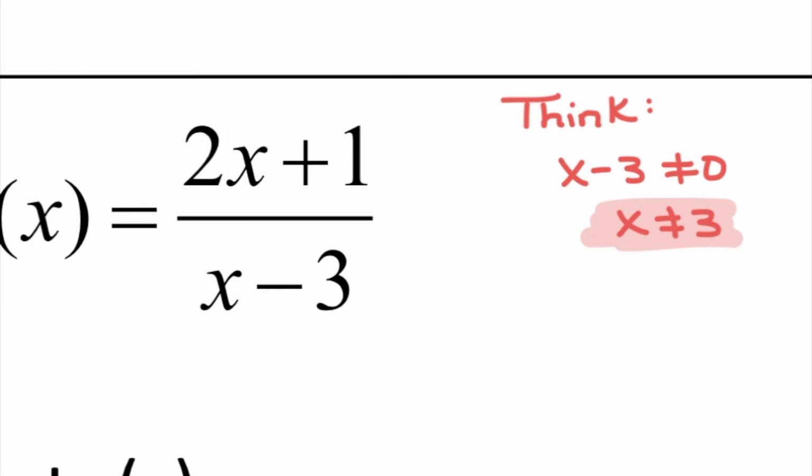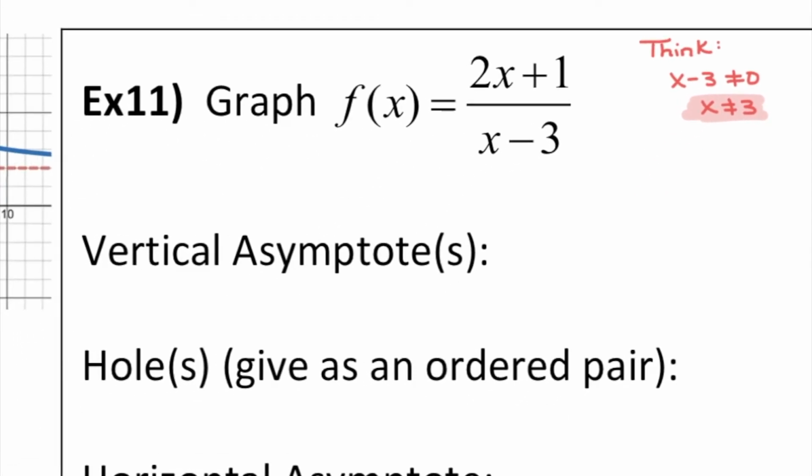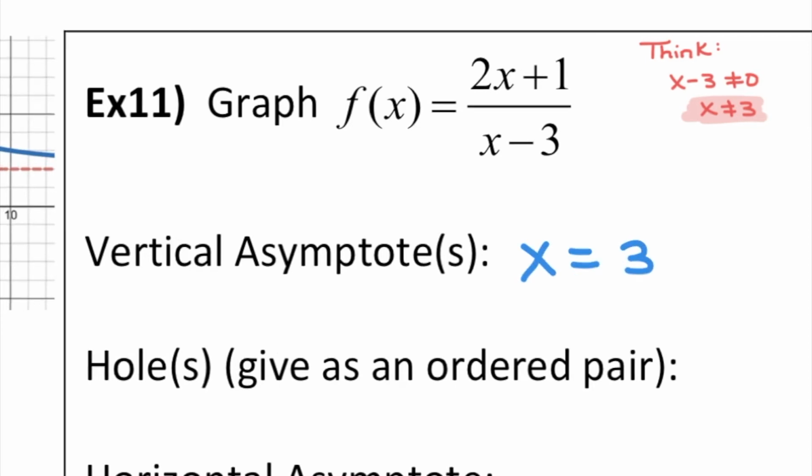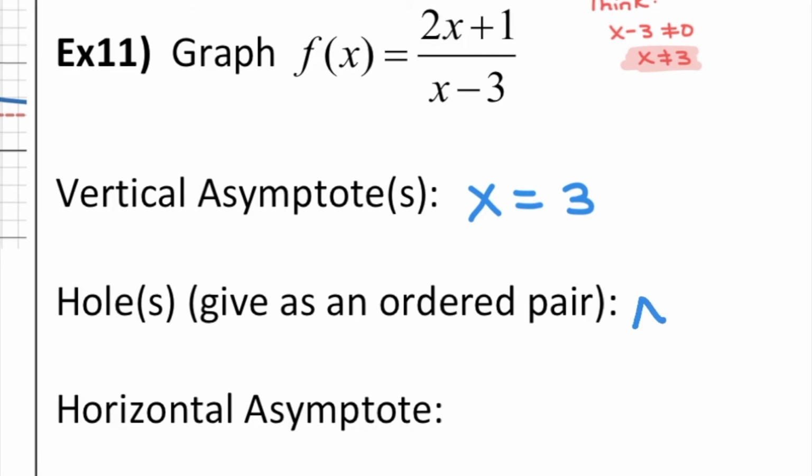And the only time you have a hole is if something cancels. Since nothing here canceled, then it has to be a vertical asymptote. One or the other, can't be both, can't be neither. And so in this case, your vertical asymptote is x equals 3. And because nothing canceled, there's no holes.